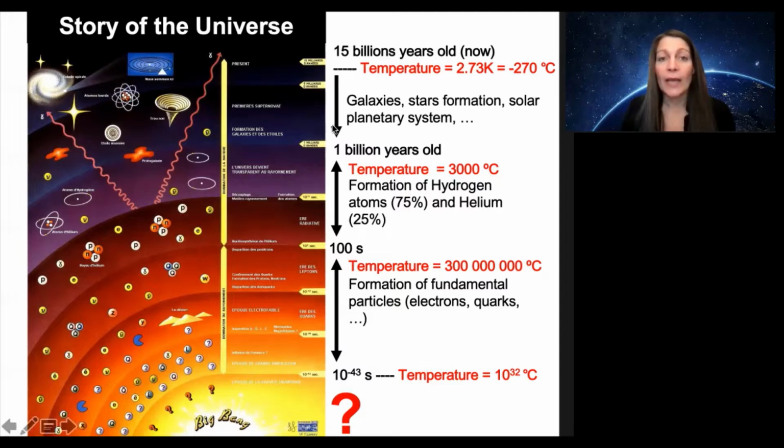So finally, after 1 billion years, we had the galaxy formation, star formation, and solar planetary system to arrive in our day, 15 billion years old, where the temperature is very low compared to what we had before. And what we do now, with the universe as it is, is determine the amount of visible matter, of the energy content of our universe.